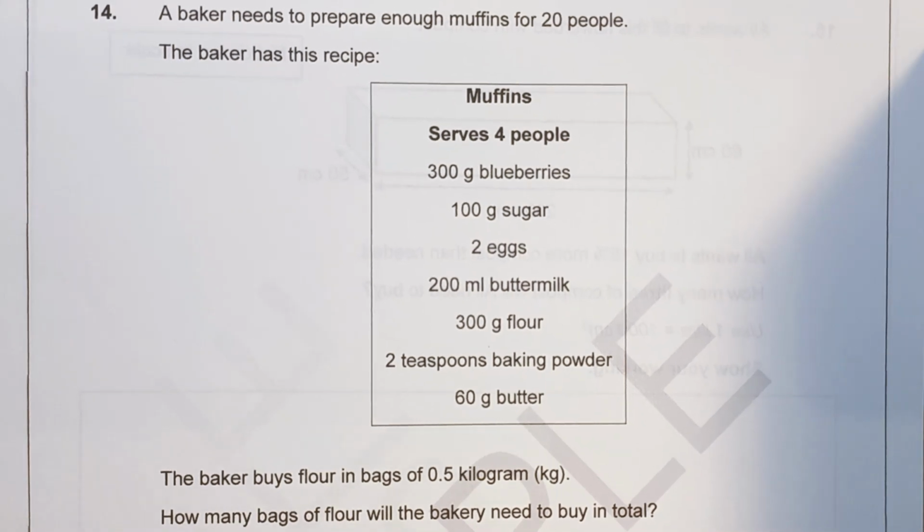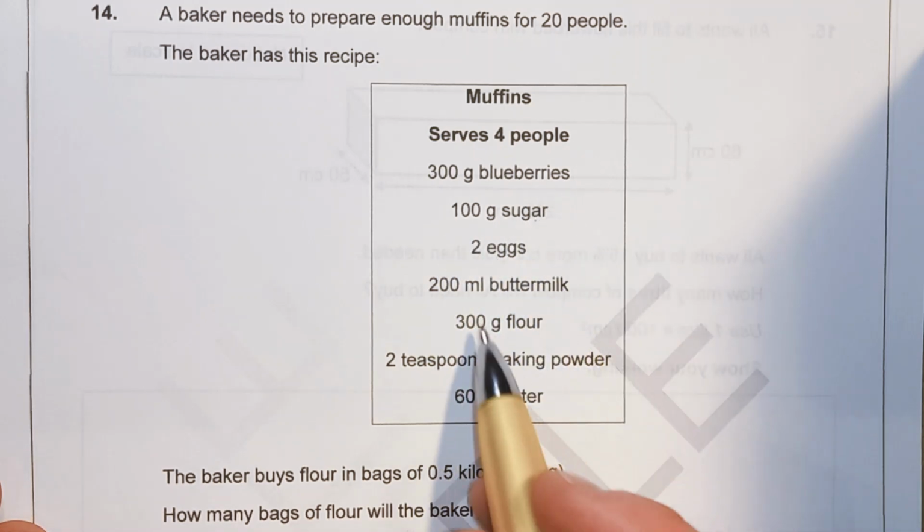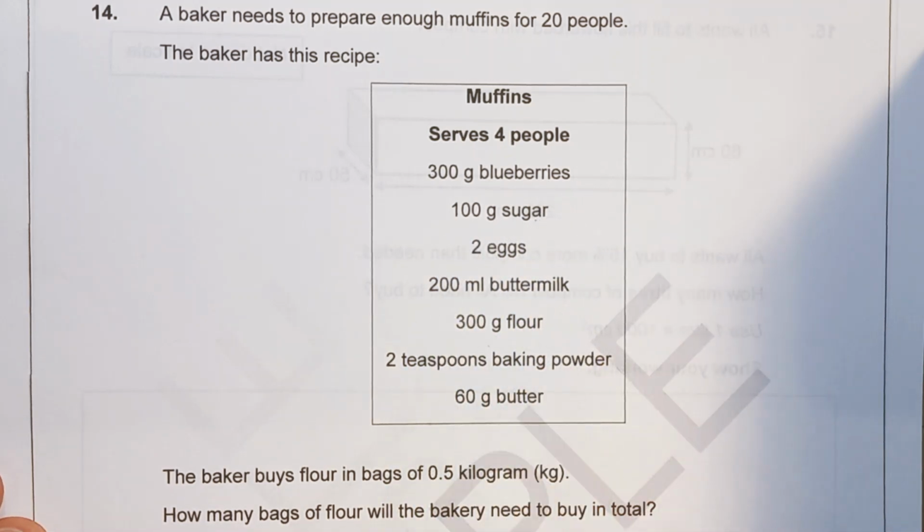Question 14. A baker needs to prepare enough muffins for 20 people. The baker has this recipe. So we've got muffins, serves 4 people. And we've got 300 grams of blueberries, 100 grams of sugar, 2 eggs, 200 millilitres of buttermilk, 300 grams of flour, 2 teaspoons of baking powder, and 60 grams of butter. The baker buys flour in bags of 0.5 kilograms. How many bags of flour will the bakery need to buy in total?